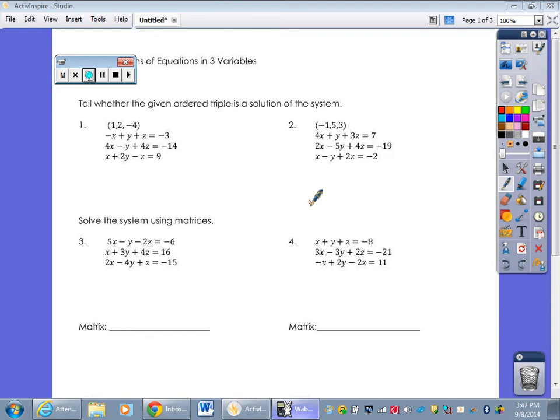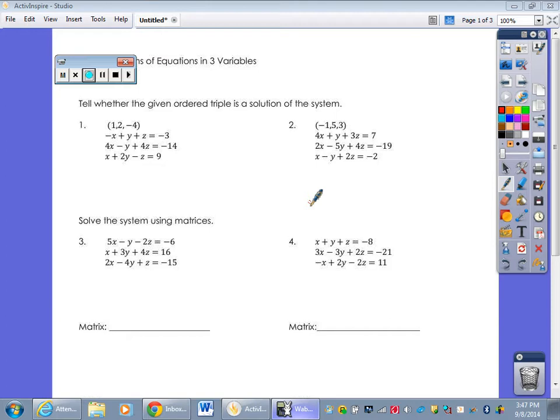Okay, so today in class we talked about solving systems of equations with three variables. So you're going to have three equations, three unknowns. The first two ask us to tell whether or not the ordered triple is a solution of the system. In order to tell if it's a solution, you have to substitute in for x, y, and z and make sure that it fits in all three equations. In order for it to be a solution, it has to work in equation 1, equation 2, and equation 3.